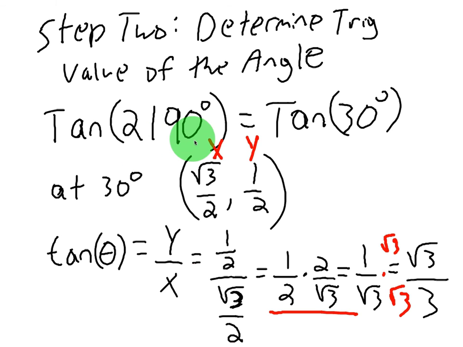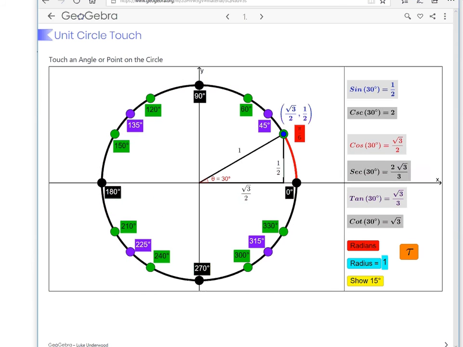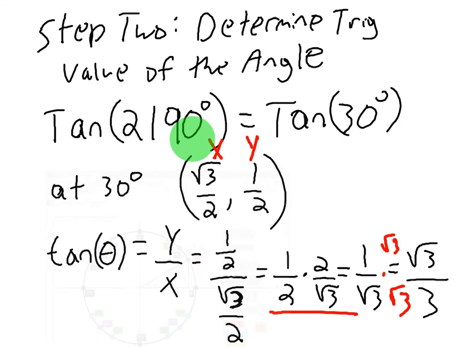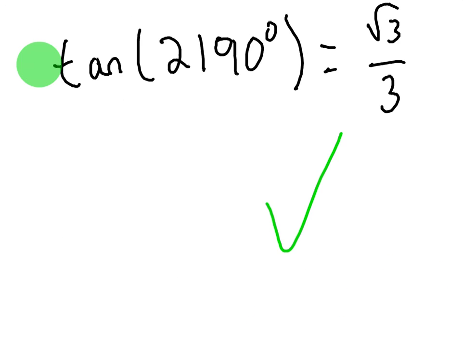We go on our unit circle and look at 30 degrees. Our x value is square root of 3 over 2, and our y value is 1/2. So tangent would just be y over x, back to our coordinate identities. 1/2 divided by square root of 3 over 2. Do some keep, change, flip, and we get square root of 3 over 3, which means tangent of 2190 equals square root of 3 over 3.